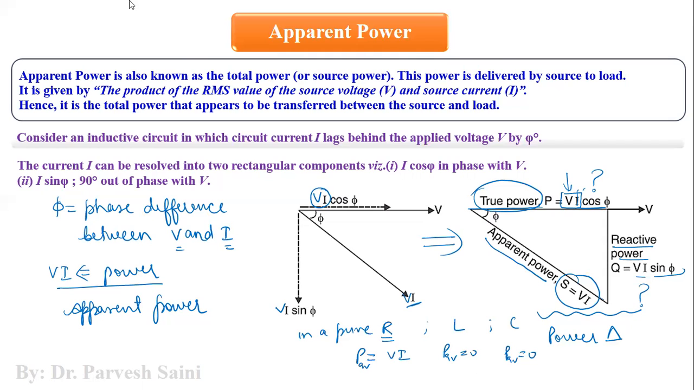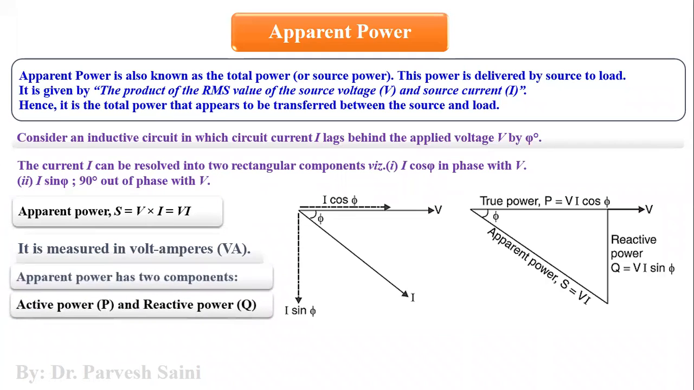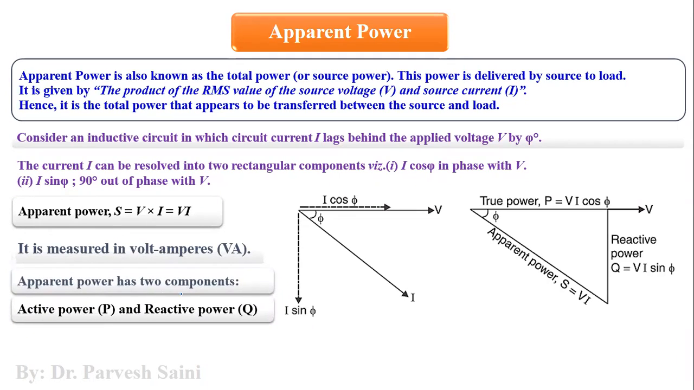Now, let us elaborate this further. So our apparent power has two components. One is what we call active power or true power. It is one and the same thing. And the second is the reactive power, which is this one. Now, active power is generally denoted by the letter P, which is nothing but the average power. And this reactive power is generally denoted by the letter Q.